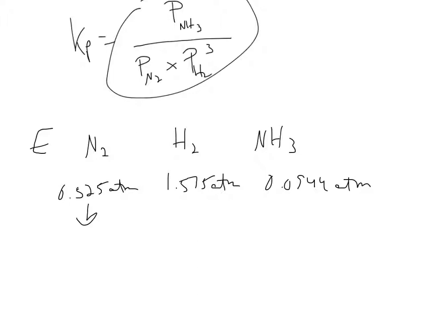Okay, how about if I add some more nitrogen to the container? So let's say I up the pressure of nitrogen to 1 atmosphere. How did I do that? Well, I added some more moles of nitrogen into the container until I got the partial pressure of nitrogen to be 1.00 atmospheres.